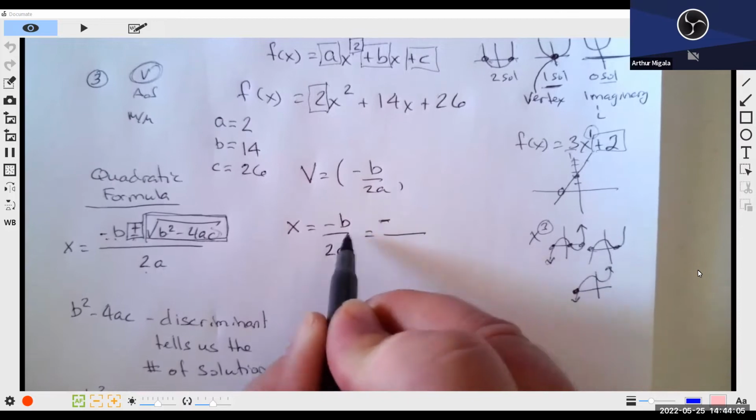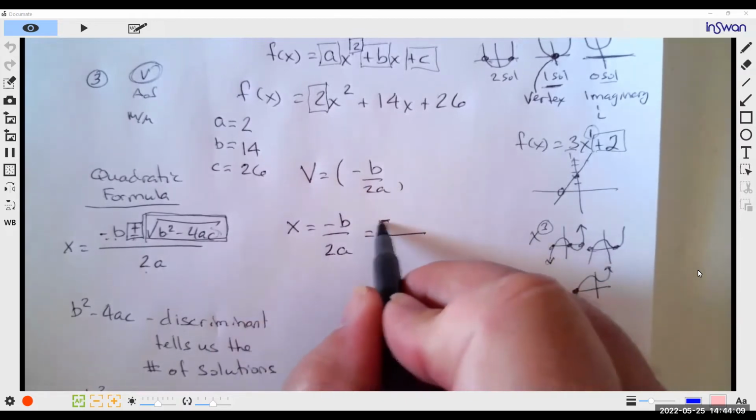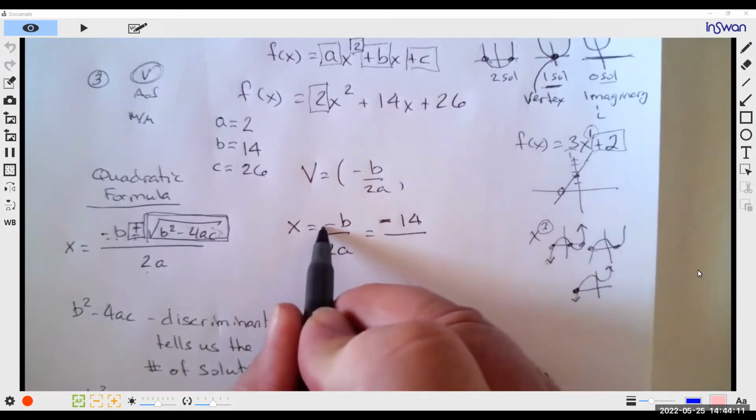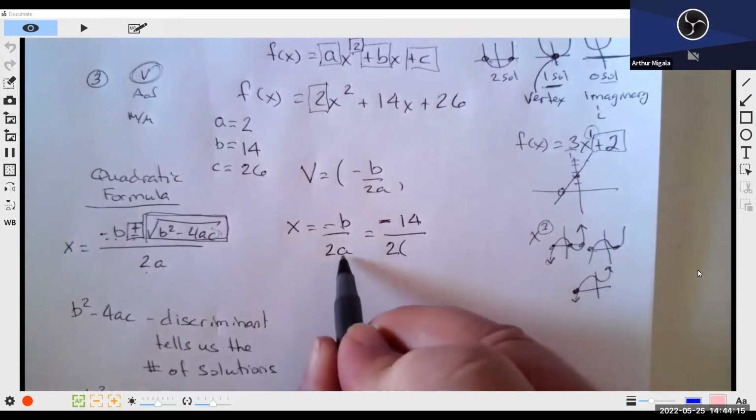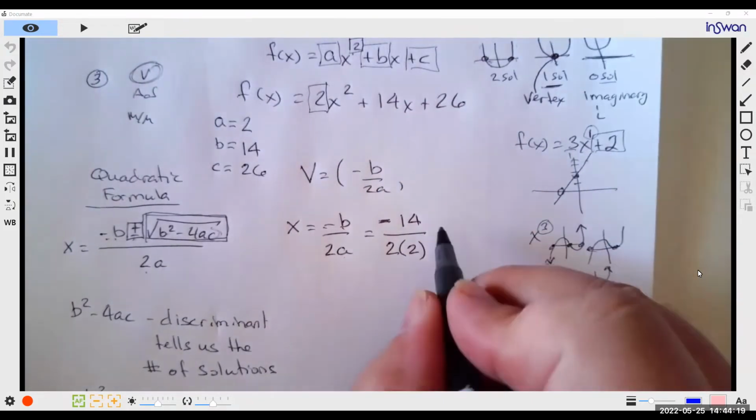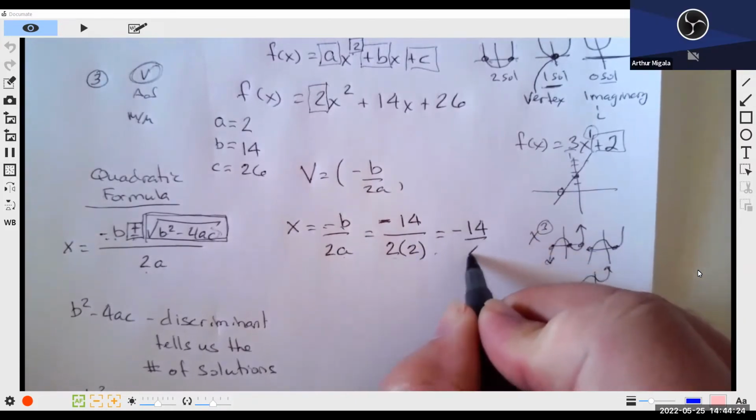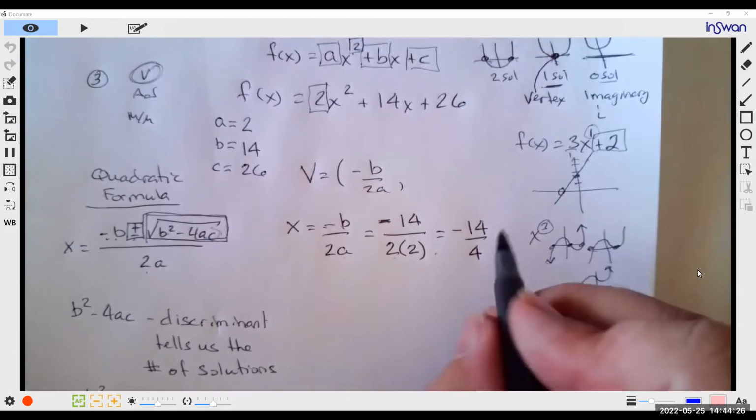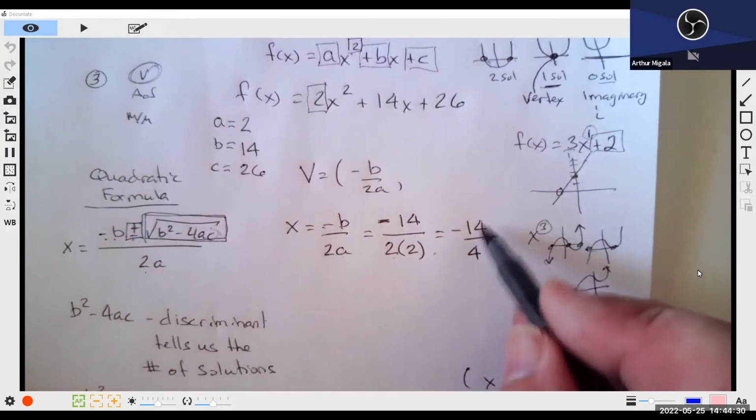So we have a negative. What's b? It's 14. So it's negative 14, and a is 2. So it's negative 14 over 4. Now simplify. The reason we simplify is to make it smaller, because these are pretty big numbers now.